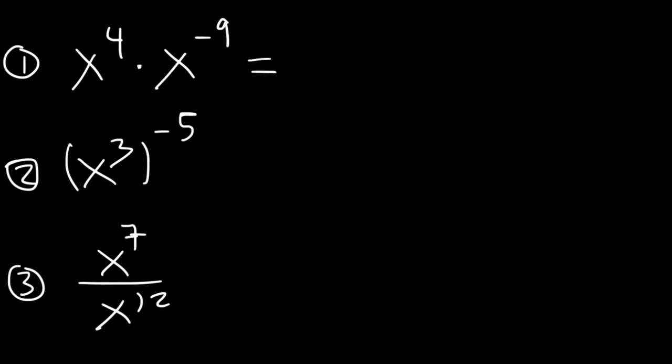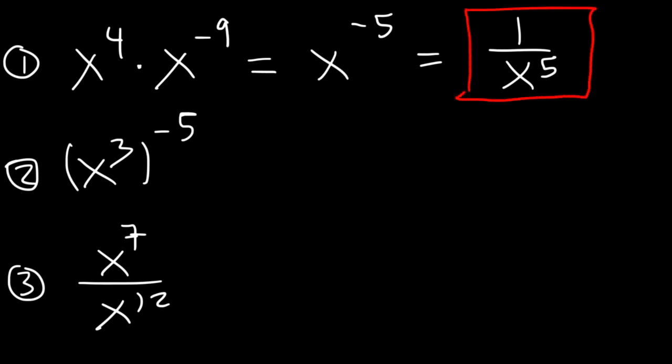So when multiplying common bases, you need to add the exponents. 4 plus negative 9 is negative 5. And x raised to the negative 5 is equivalent to 1 over x to the 5th. So if you get any negative exponents, make it positive.